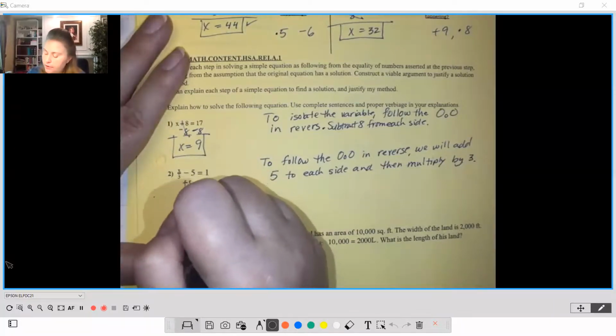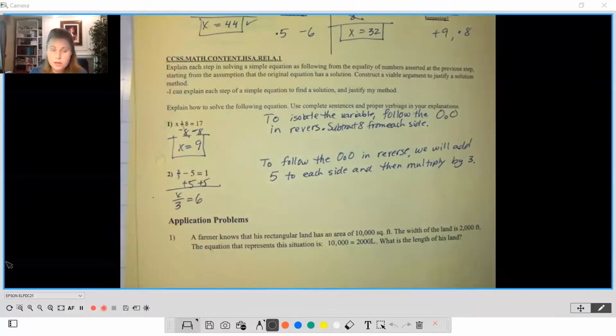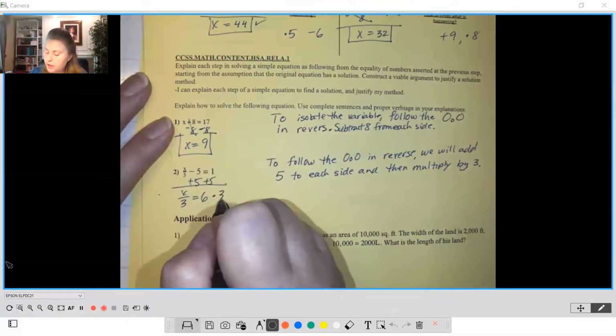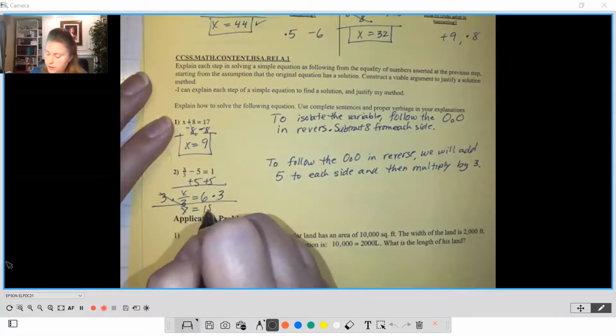Okay, so add 5, add 5. This gives us x over 3 equals 6. Okay, then multiply each side by 3. That gives us x equals 18.